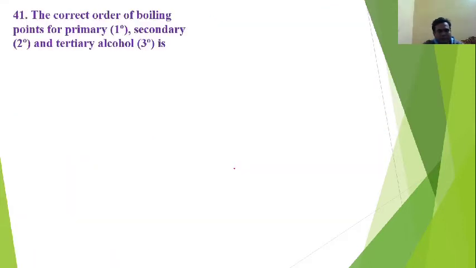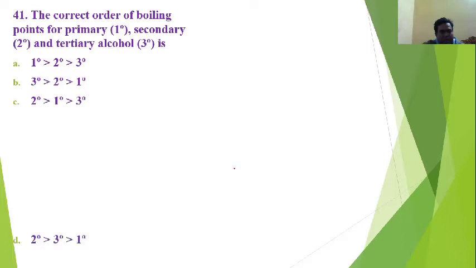The correct order of boiling point of primary, secondary, and tertiary alcohol. Option A, primary greater than secondary greater than tertiary. Option B, tertiary greater than secondary greater than primary. Option C, secondary greater than primary greater than tertiary. Option D, secondary greater than tertiary greater than primary. So it is option A, because boiling point is inversely proportional to branching.